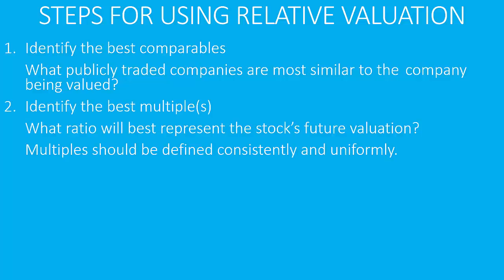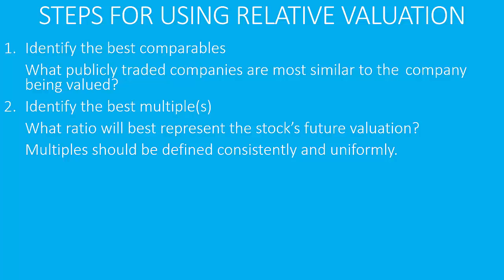The second step is to identify the best multiple. To do this step, you need to ask yourself what ratio will best represent the stock's future valuation. You'd like to buy it today if it's undervalued and sell it sometime in the future. That ratio that you're trying to identify is the one that's going to determine the stock's valuation at the point in the future when you want to sell.